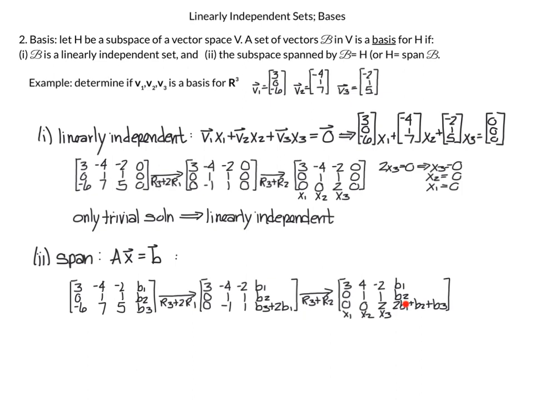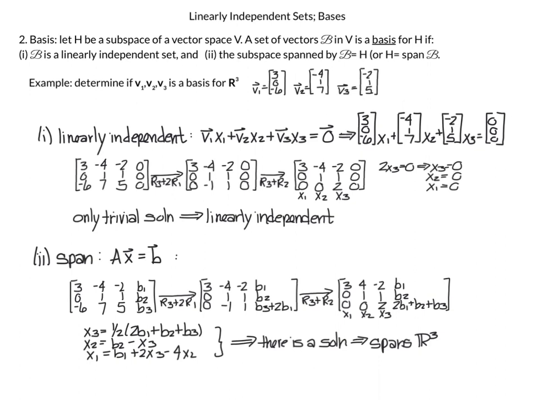I do my row reduction. Remember, the entries of b are numbers, not variables like these. This is our variable. And what we get then is this equation here, which tells us that x1 has to equal b1 plus 2x3 minus 4x2. x2 is equal to b2 minus x3, and x3 is equal to 1/2 (2b1 plus b2 plus b3). So the idea is once you're given a b, let's say our vector b is equal to 1, 2, 3, then you can plug in 1, 2, 3 here and find the solution x.